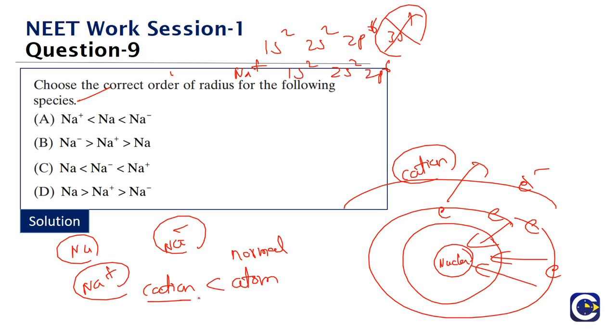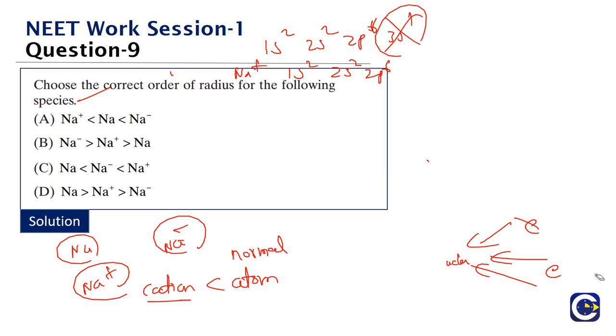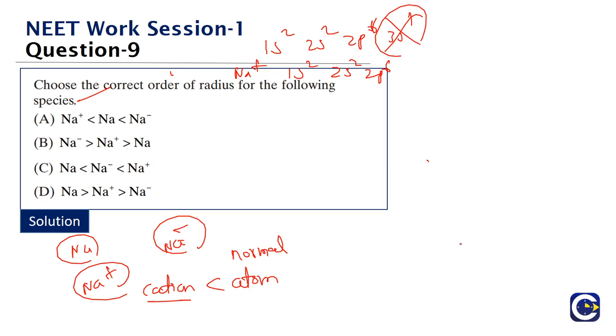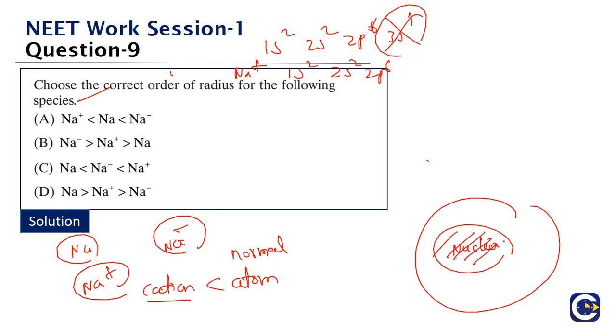But the scene will be reversed when it goes to the anion. Anion means what? So if you look at the anion, I'll just erase this part so that we can redraw the diagram for the anion. So if you look at the anion case, what is going to happen? It is the other trend. So what is going to happen in case of anion? So we have the nucleus. Okay, so we have the orbits.